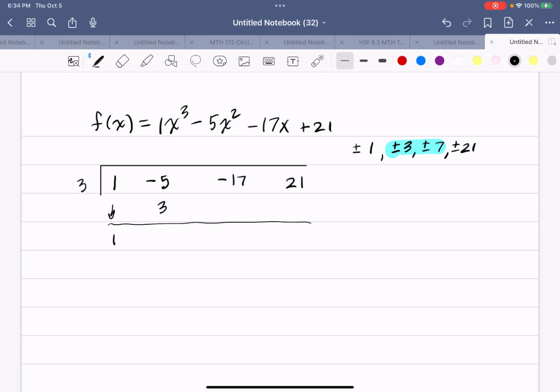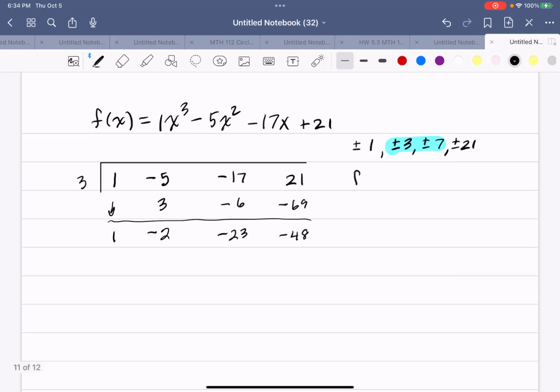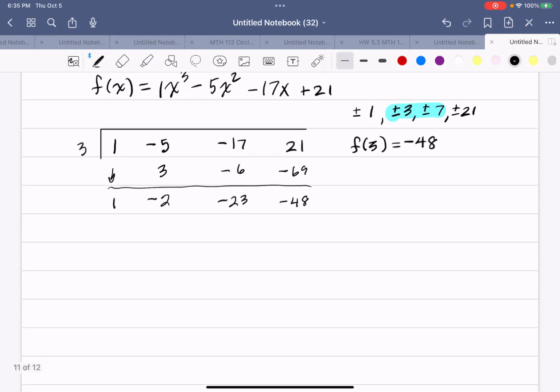3 times 1 is 3. Add negative 5 and 3, I get negative 2. 3 times negative 2 is negative 6. Add negative 17 and negative 6, I get negative 23. 3 times negative 23 is negative 69. Add 21 and negative 69, and I get negative 48. It's not a zero, but now we know by the remainder theorem that f of 3, if we substituted it, would be negative 48. But it's not a zero, and we're looking for zeros.